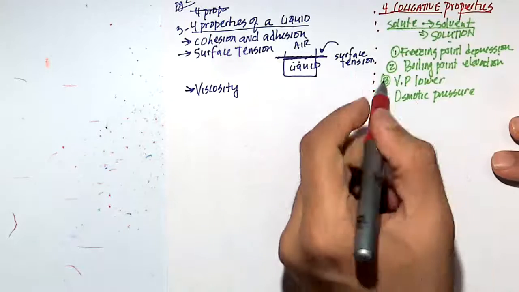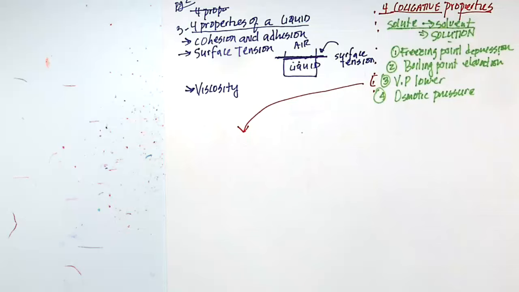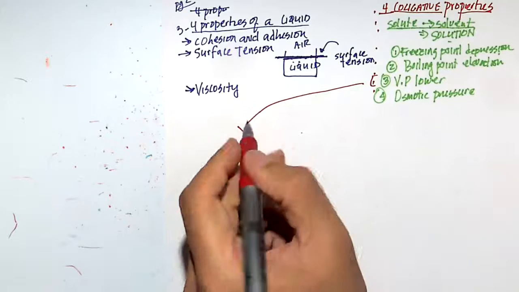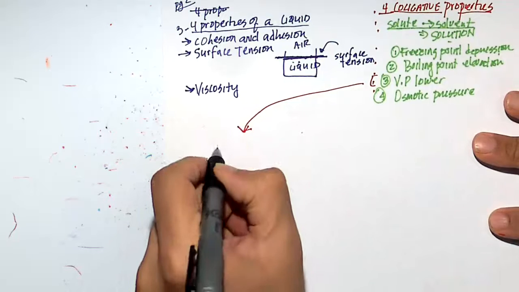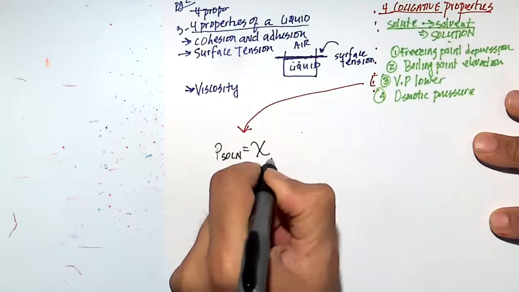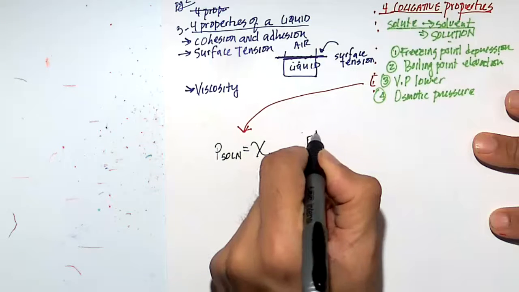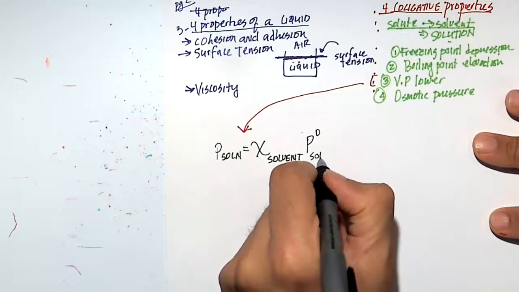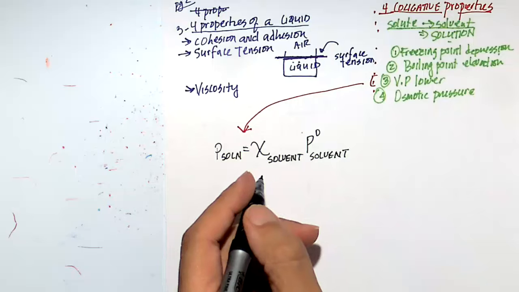All right, speaking of vapor pressure lowering, let's do a problem here. First of all, the equation for vapor pressure lowering is this: the new vapor pressure of the solution is going to equal the mole fraction of the solvent times the vapor pressure of the solvent alone. That equation will be given on your exam.